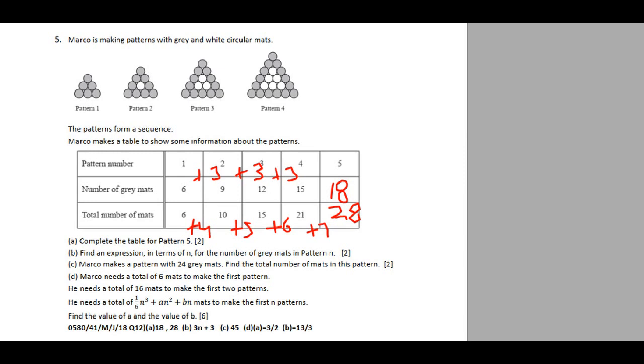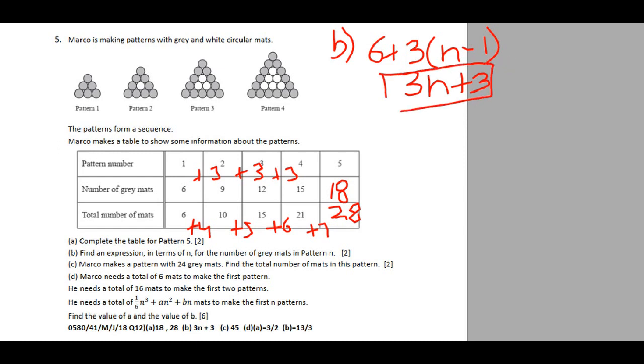Part B, express as an expression in terms of n the number of gray mats in pattern n. So we need the nth term for this row. So that will be, part B will be a plus d(n minus 1). a is the first term, d is the common difference, times n minus 1. So this becomes 3n plus 3.